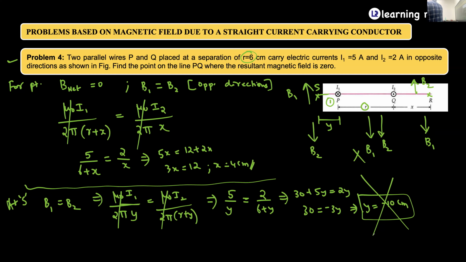And an important point here. When will you use this logic? Only when the currents are in the opposite direction. If the currents are in the same direction, then you will get the point in between. It will exactly be the reverse scenario. Is the point clear? Make a note of it.